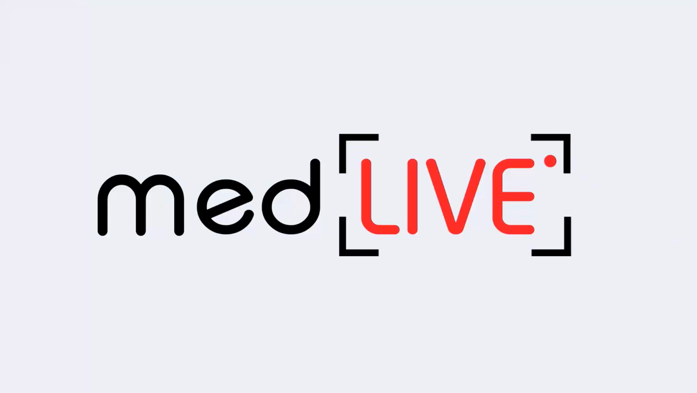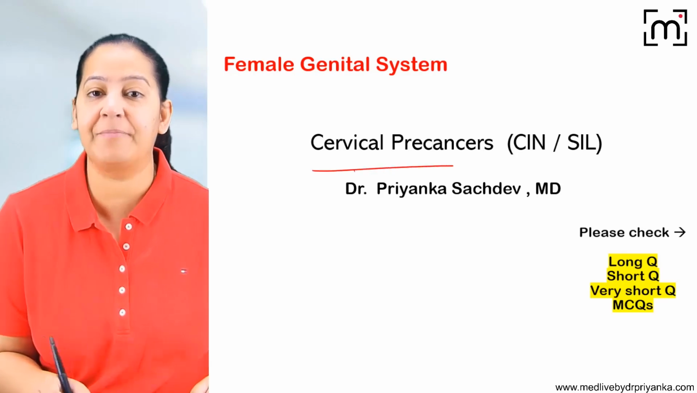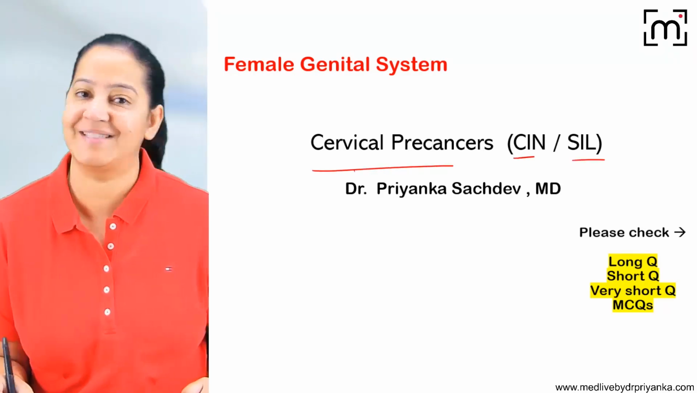Or very frequently you get a short question on the Bethesda system, that is the latest classification of the cervical precancers, in which we divide the cervical precancers into two categories, that is LSIL and HSIL, that is low SIL and high SIL. So let's start the topic, that is cervical precancers. We will see two main classifications, that is CIN classification and SIL classification.